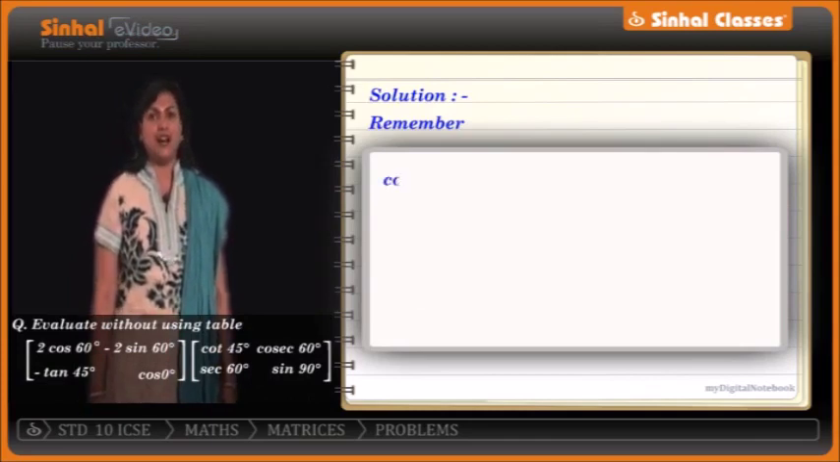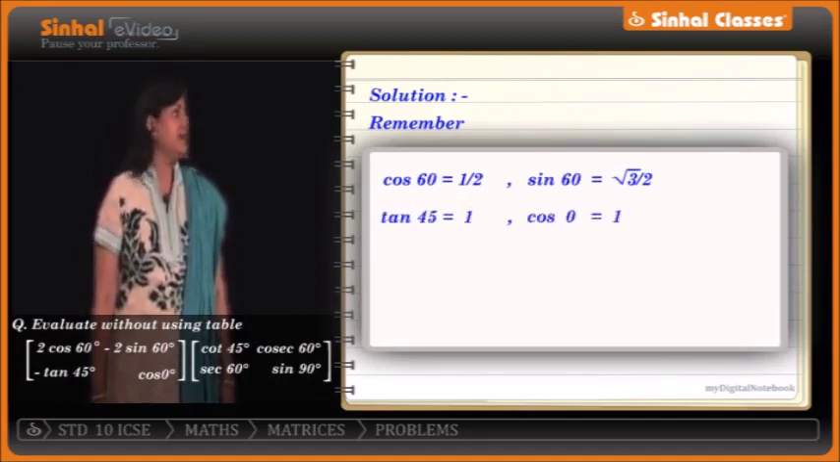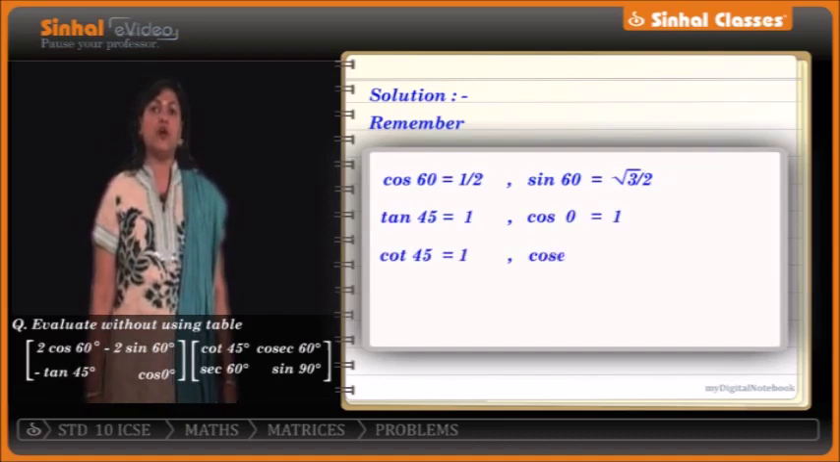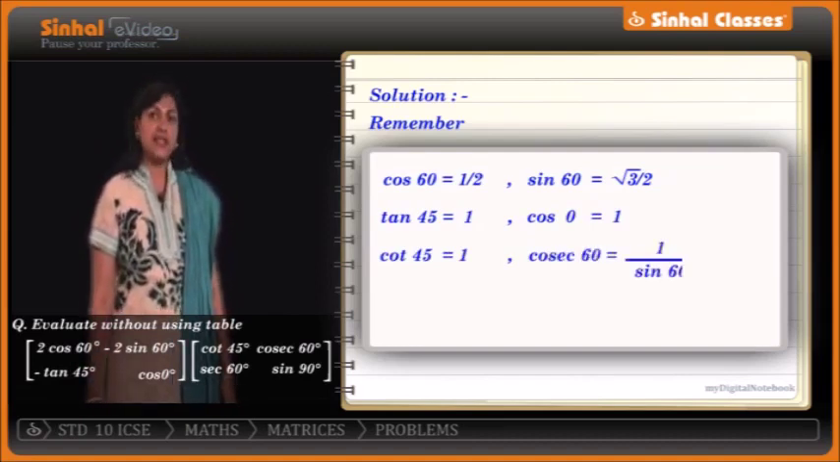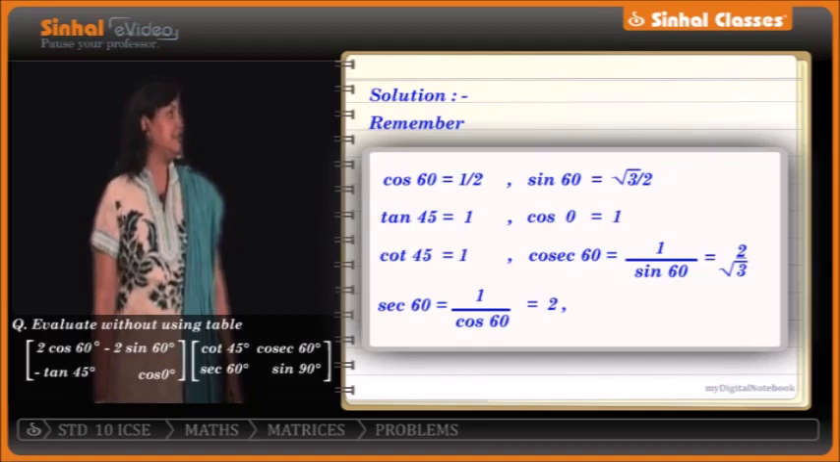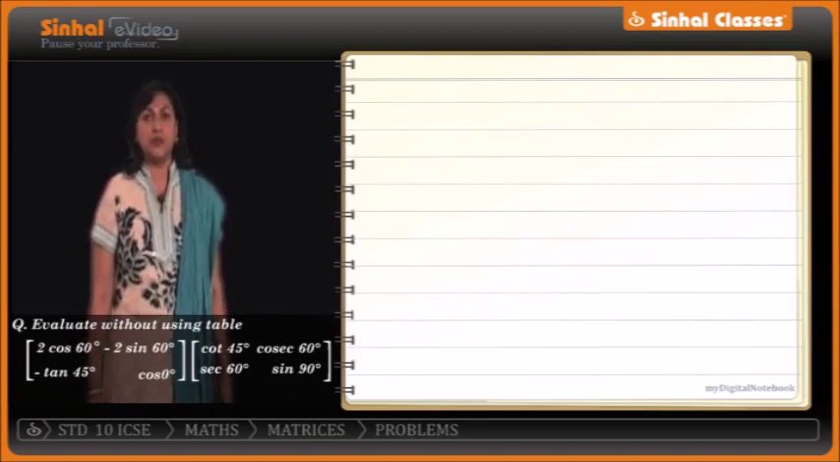Cos 60 is half. Sin 60, root 3 by 2. Tan 45, 1. Cos 0, 1. Cot 45, 1. Now, cosec 60, that is the reciprocal of sin 60. Now, sin 60 is root 3 by 2. So, cosec 60 will be 2 upon root 3. Now, sec 60 is the reciprocal of cos 60. Cos 60 is half. So, sec 60 will be 2. Sin 90 is 1.